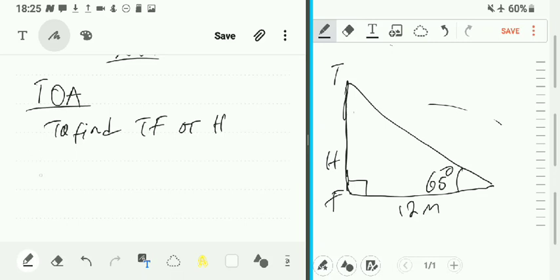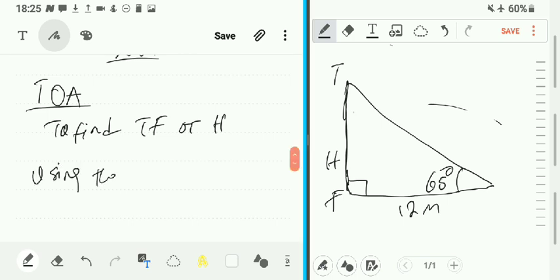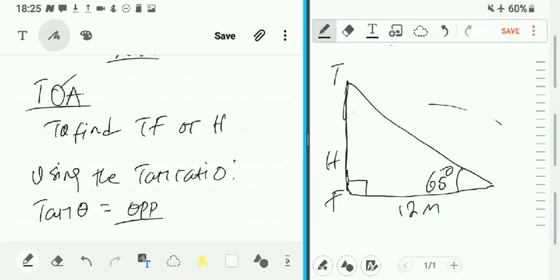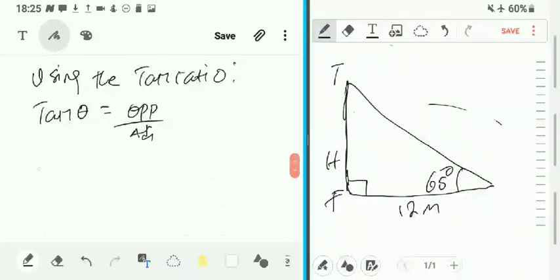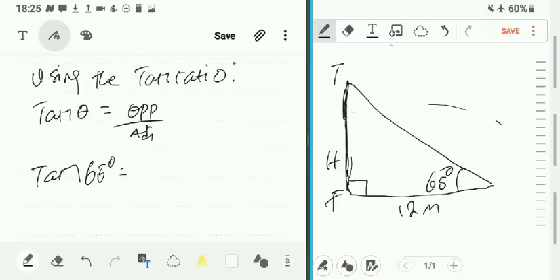So we use TOA, which implies that we use the tan ratio. Using the tan ratio, tan theta, as we've explained before, is equal to opposite over adjacent. O for opposite, A for adjacent. So what is theta? Theta is the angle that is given. Theta is 65 degrees, so tan 65 degrees is equal to opposite. Opposite is this side here.